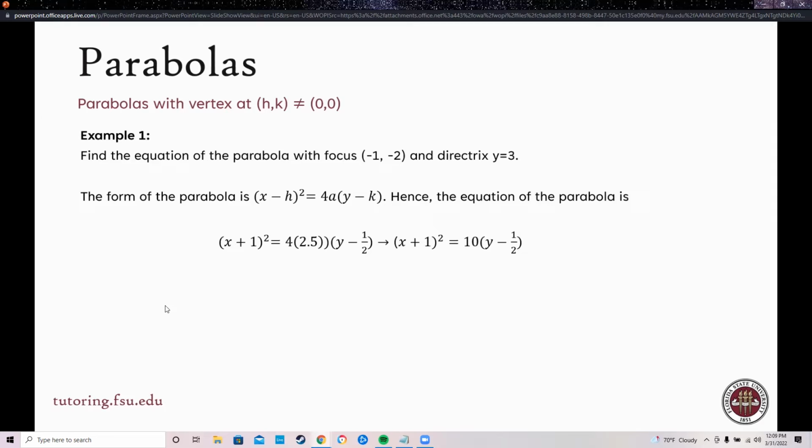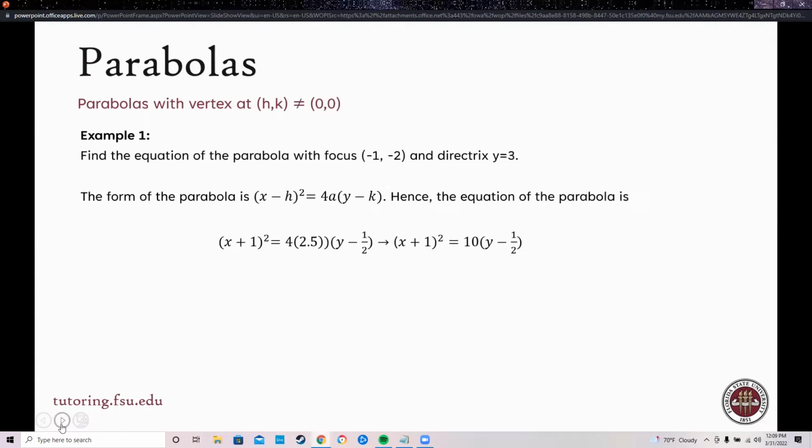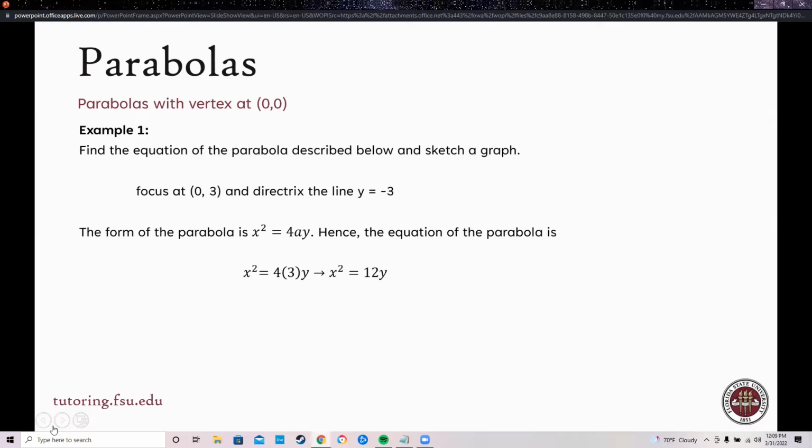So if we were trying to find, what is it supposed to say? Example 1.